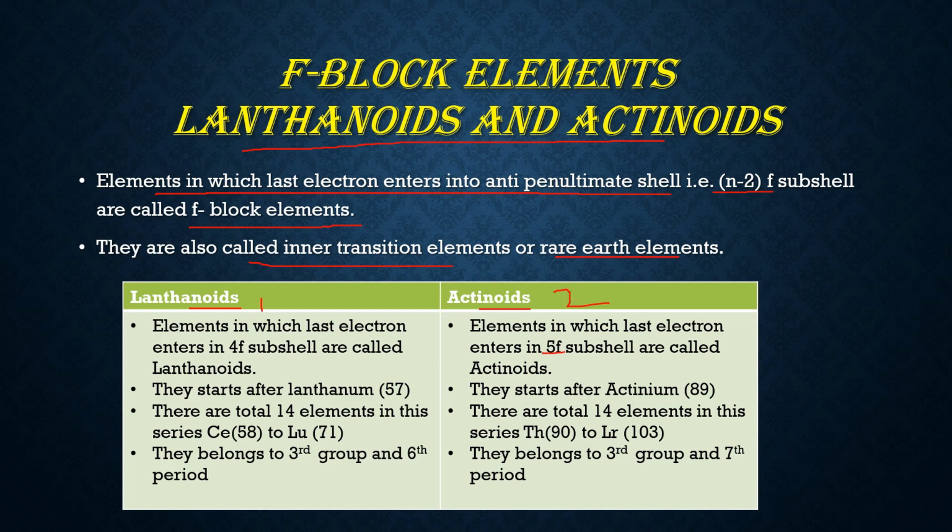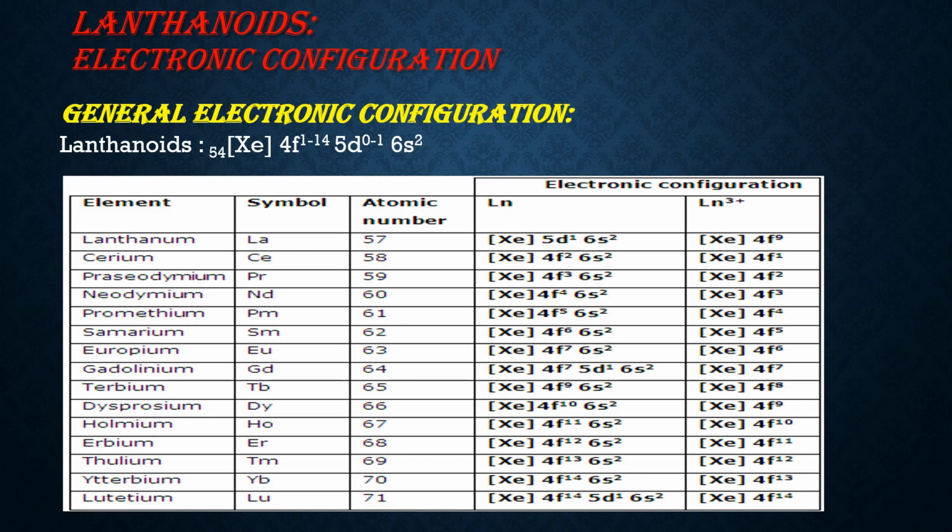Now lanthanoid starts after lanthanum, that is after 57 atomic number, and actinoid starts after actinium, that is 89 atomic number. There are total 14 elements in lanthanoid, from cerium 58 to lutetium 71. In actinoids again 14 elements are present, from thorium 90 to lawrencium 103. All the lanthanoids belong to third group of the periodic table and sixth period, while actinoids belong to third group but seventh period. Now electronic configuration of lanthanoids.